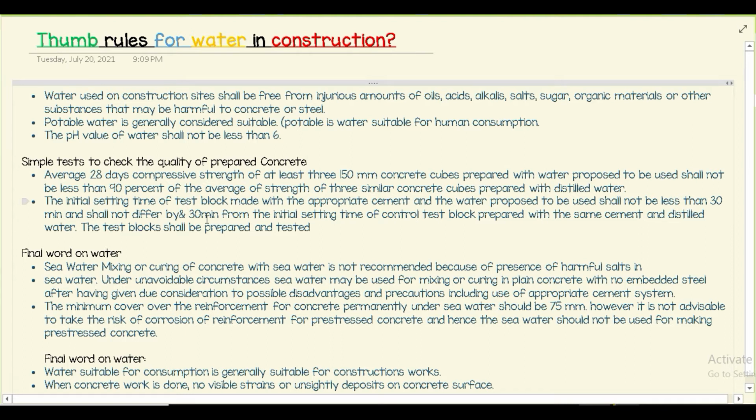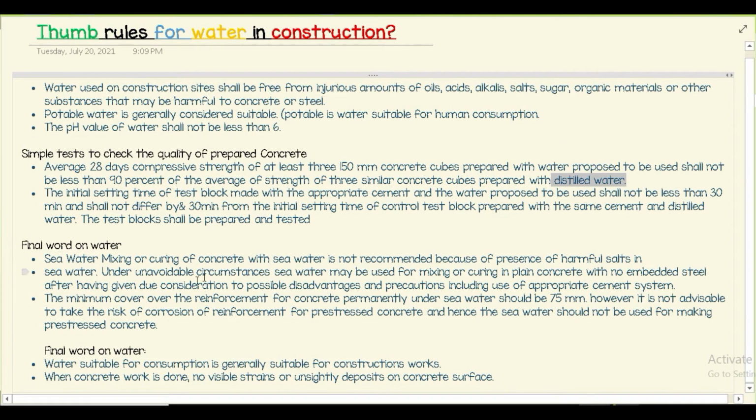That's the entire point. And these are two simple tests that we could do if we have proposed water or a new source of water inside, and if we have the usual drinkable water, which is written right here, the distilled water. And similarly, what are the final words on water?